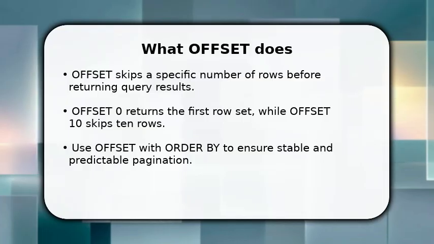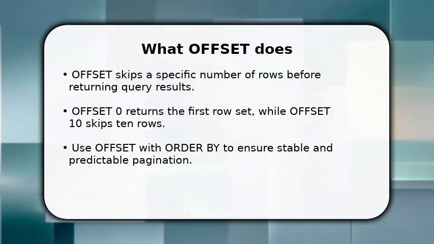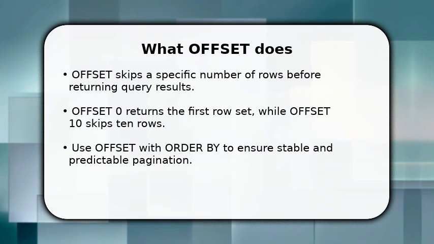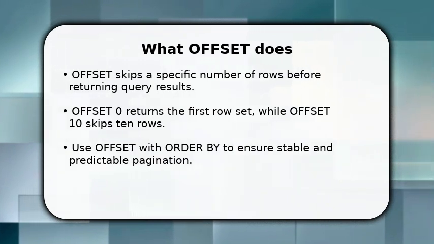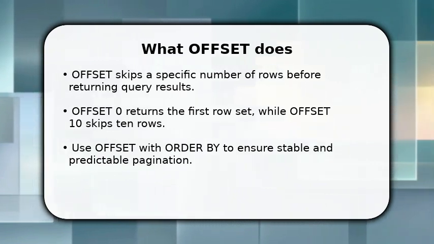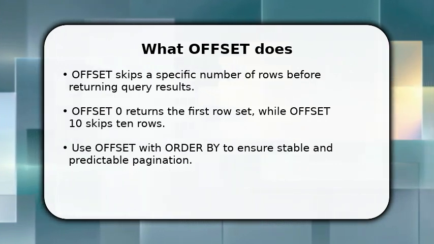Enjoy the video. Offset skips a specific number of rows before returning query results. This allows queries to return later segments of a full result set. Always pair offset with order by to avoid non-deterministic row order. Offset 0 returns the first row set, while offset 10 skips 10 rows and starts at row 11.